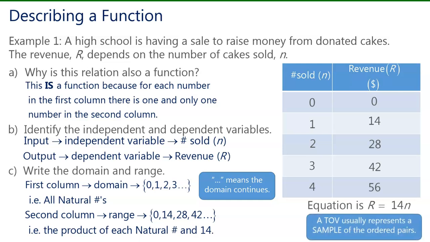A table of values usually represents a sample of the ordered pairs. So remember this as we go forward. To summarize, when describing a function, we may need to first verify the relation is a function. Then we identify the independent and dependent variables and choose variable names in context. For example, R for revenue. Next, we should list domain and range and try to write a proper equation. Sometimes all we can produce is a table of values.